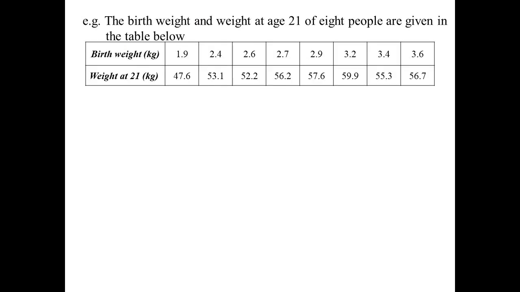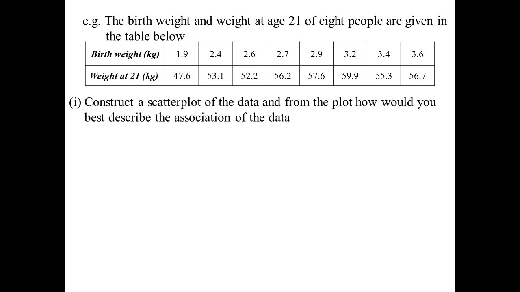Let's use this example. Now I'm only using 8 pieces of data for the sake of the example, because if I was to do heaps of data for this example, there'd be a heck of a lot of calculations we'd have to do. So 8, we'll do it that way. So 8 people, and we found out their birth weight, but also their weight when they reach the age of 21. We were interested in seeing, is there some correlation between these weights? Do heavy babies become heavy 21-year-olds? Things like that. So first of all, construct the scatter plot of the data, and from the plot, how would you best describe the association of the data?